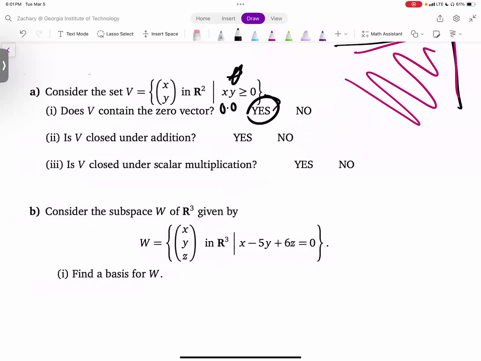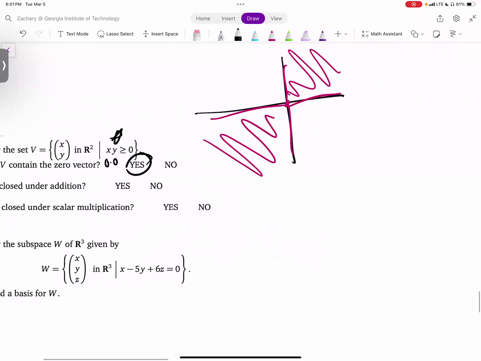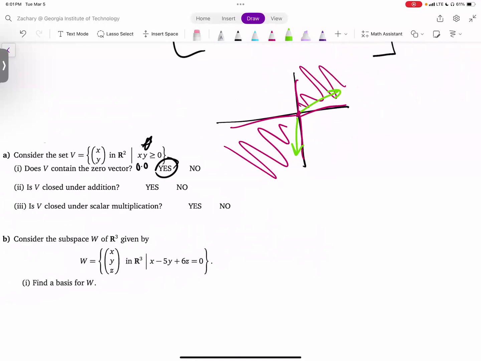Is it closed under addition? What that means is, are there any two vectors in this space that I can add together that get me out of this space? And yeah, sure. I can add these two green vectors I just drew together, get something that looks like this. And boom, I'm out of the space. I've added two things that were in the space and gotten outside. So therefore, it is not closed under addition.